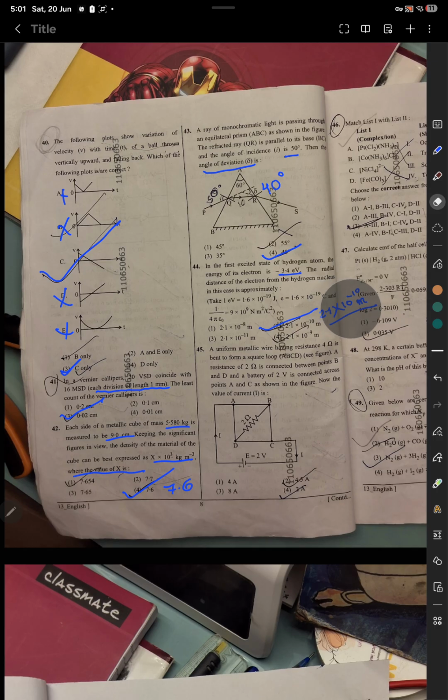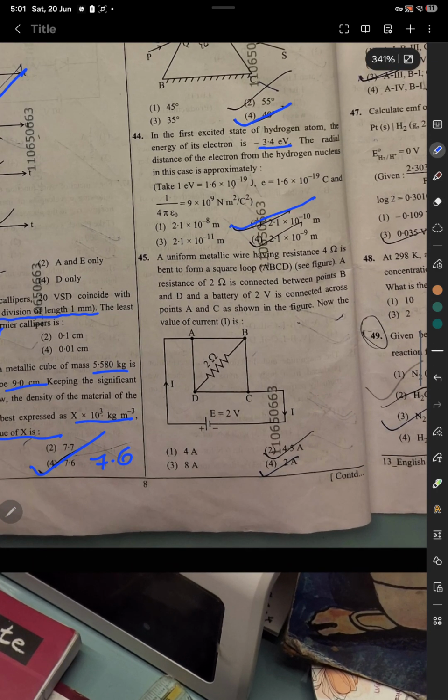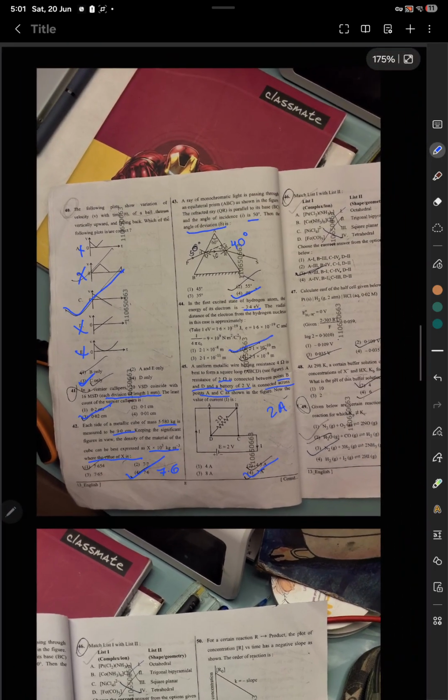Okay, so question number 45. A uniform metallic wire having resistance 4 ohm is bent to form a square loop ABCD. A resistor of resistance 2 ohm is connected between point B and D, and a battery of 12 volt is connected across point A and C as shown in the figure. So current will be 2 ampere. So your physics questions are completed.